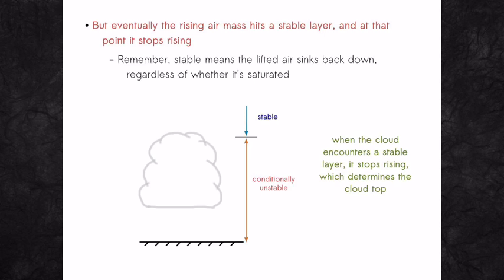And so your circulation into the cloud might look something like this. You've got air feeding into the cloud from below, kind of like that. And once that air gets into the cloud, it'll continue to rise. But once you hit the stable layer, stable means that the air falls back down regardless of whether it's saturated or not. And so once it hits the stable layer, it falls back down.